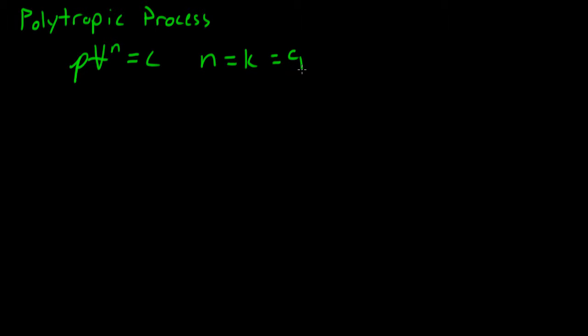In this video, we'll work an example evaluating the work in a polytropic process. For this problem, the polytropic constant will be equal to the ratio of the specific heats, k. Recall that when n equals k, the process is adiabatic, meaning that we have a process with no heat transfer.